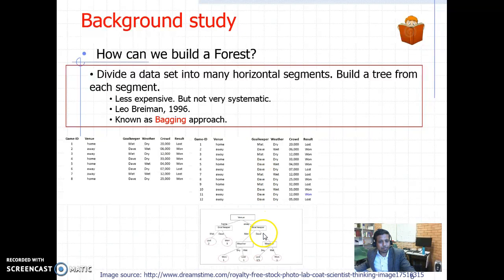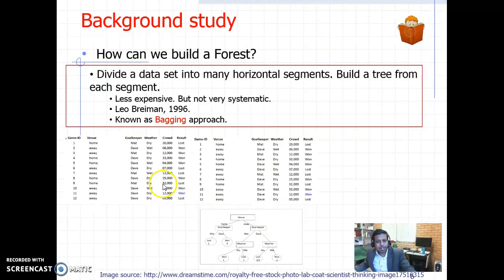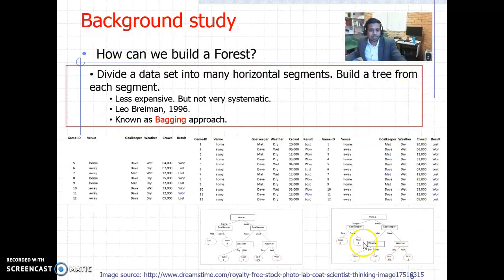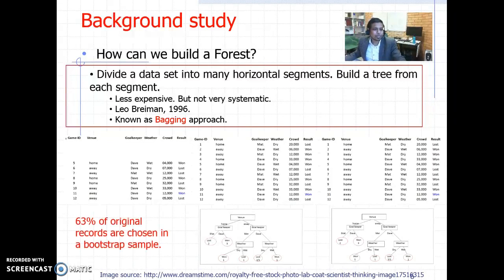And then you can build a tree from that bootstrap sample. Similarly, then you can again do the same thing. You can randomly pick some records with replacement and you will have a different bootstrap sample, and then you can actually build another decision tree from the second bootstrap sample, and you can keep doing it as many times as you want, so you can have as many trees as you like.